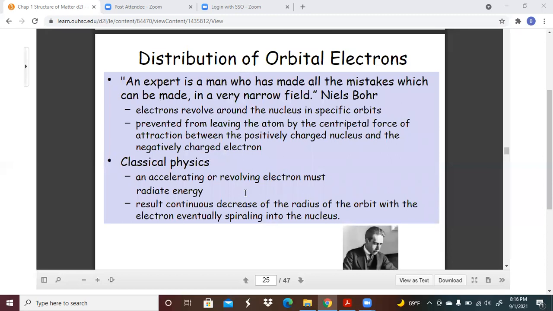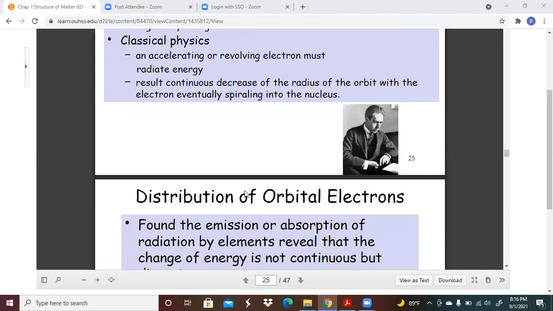So electrons revolve around the nucleus in specific orbits. They are prevented from leaving the atom by the centripetal force of attraction between positive charges in the nucleus and negative charges, of course, in the electron. Using classical physics, an accelerating or revolving electron must radiate energy. The result is a continuous decrease of the radius of the orbit, with the electron eventually spiraling into the nucleus. The problem is that doesn't happen. So what's going on?